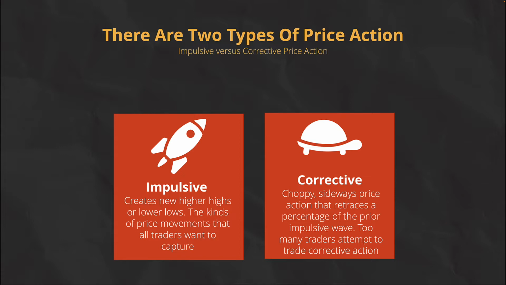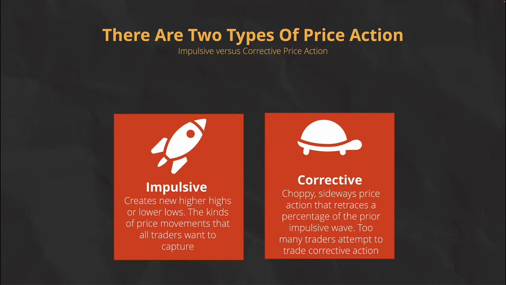Impulsive price action is the kind of action that creates new higher highs or lower lows. So it's movement that is definitive of a trend. It's trend defining, and they're the kinds of price movements that all traders want to capture. We're talking about those big moves that take place over a relatively short period of time, and you're wondering why can't every single trade be just like that? So we're going to take a look at the other side of the fence today, which is corrective price action.